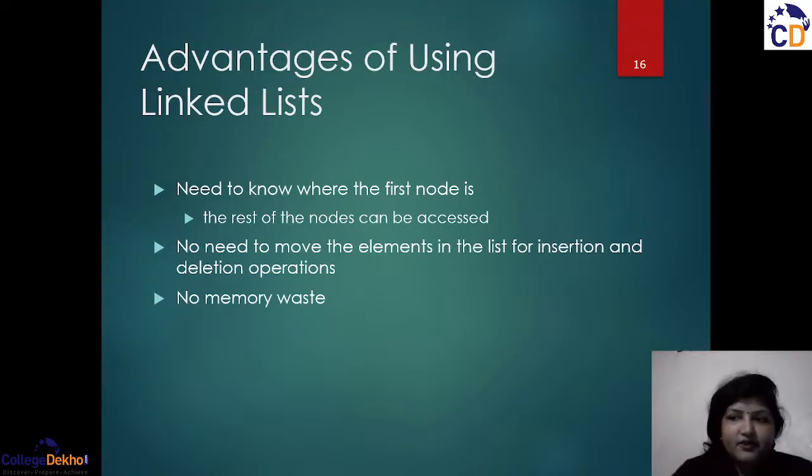Then we have the main thing: the advantages of linked lists that we have just seen. You need to know where the first node is, and the rest of the nodes can be accessed. You need not see all the addresses. The first node's link part holds the address of the next element in the list. So if you know the address of the first node, you can find the other nodes. There is no need to move elements in the list for insertion and deletion operations. There is no wastage of memory. The biggest advantage of a linked list is no memory wastage.